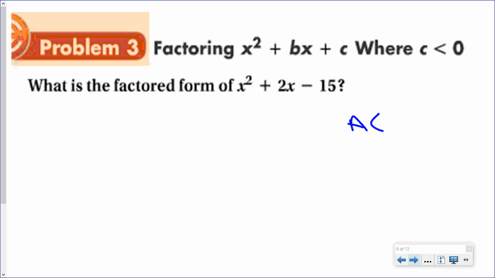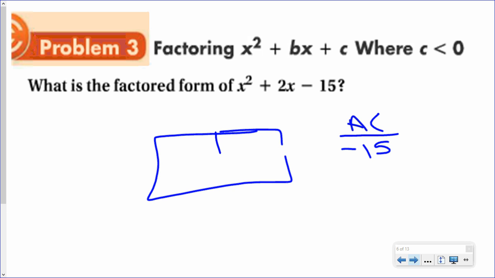AC number on this one is negative 15. Top left corner, you go x squared. Bottom right-hand corner, you go minus 15. Factors of 15, you could write them all out.